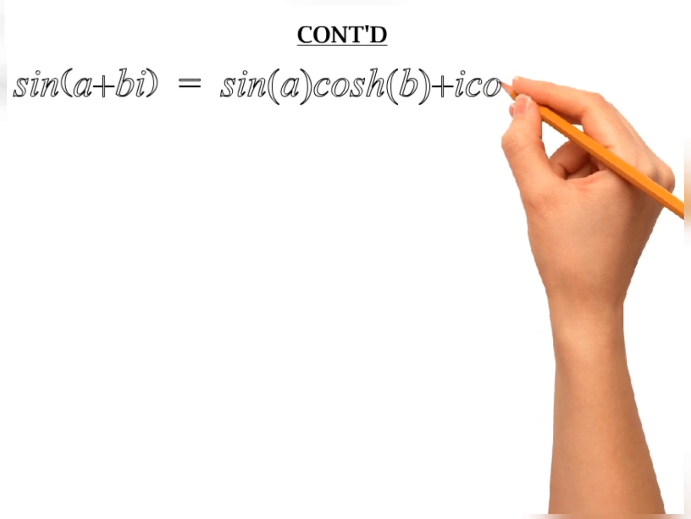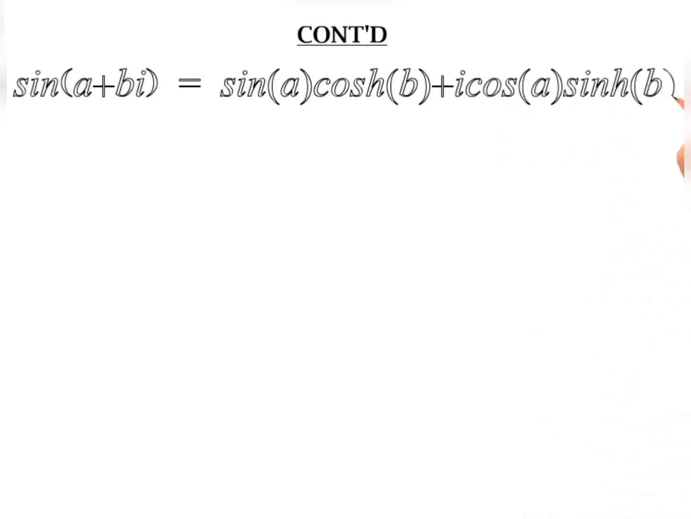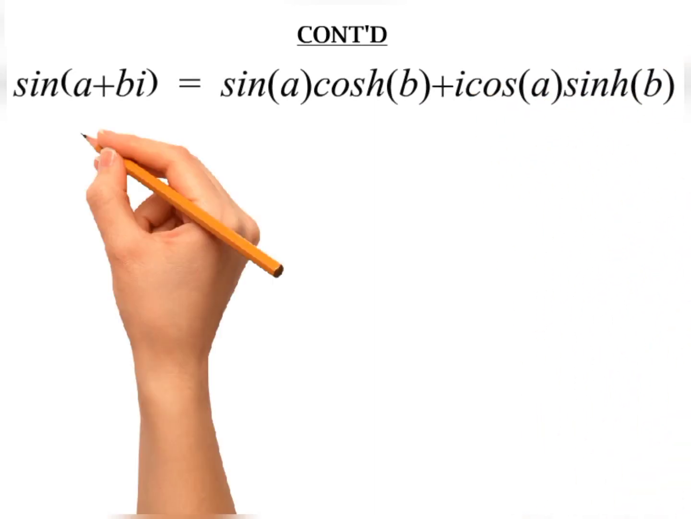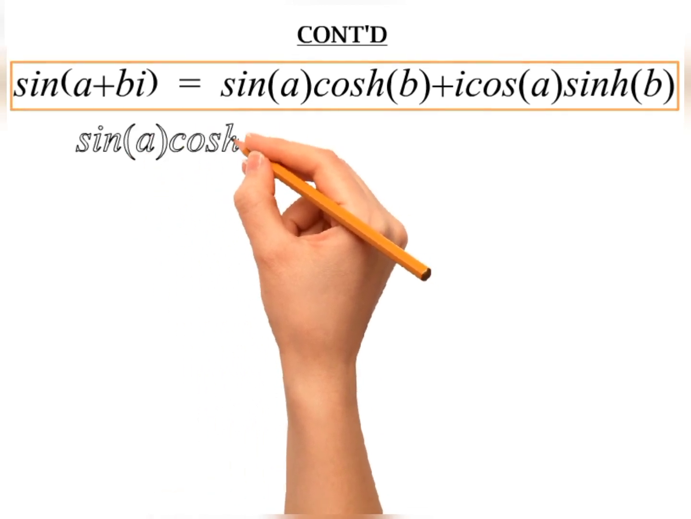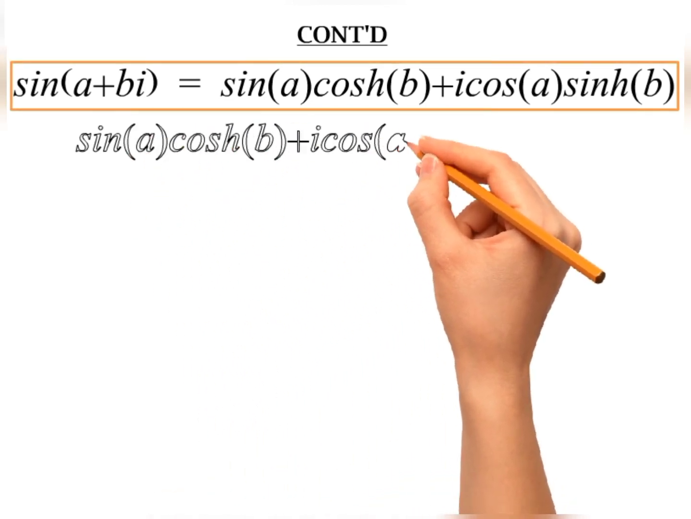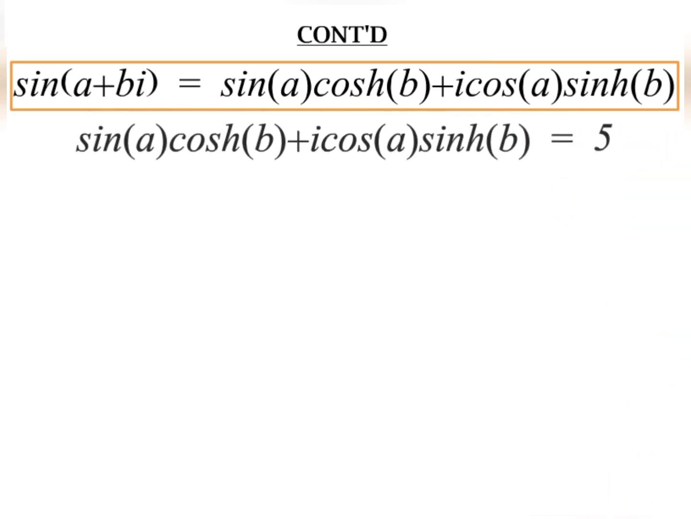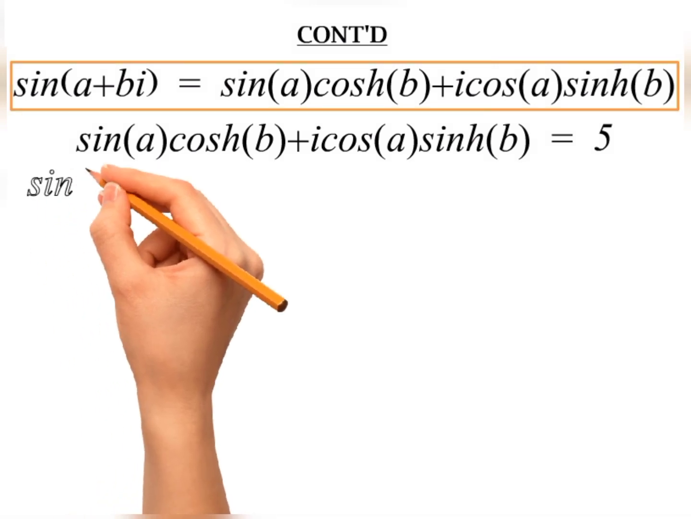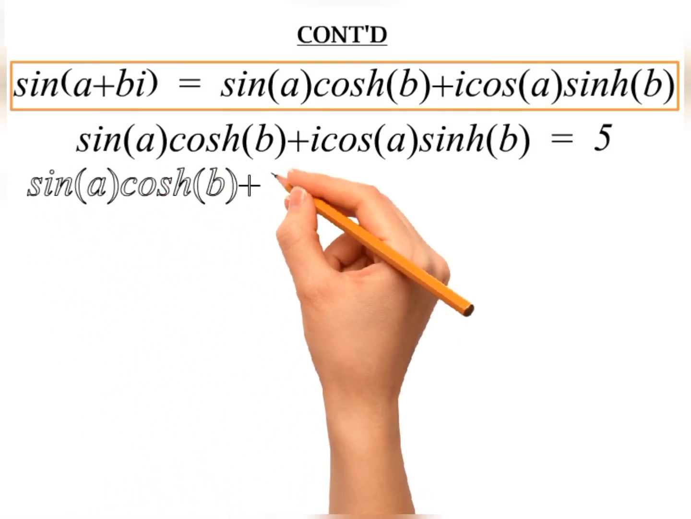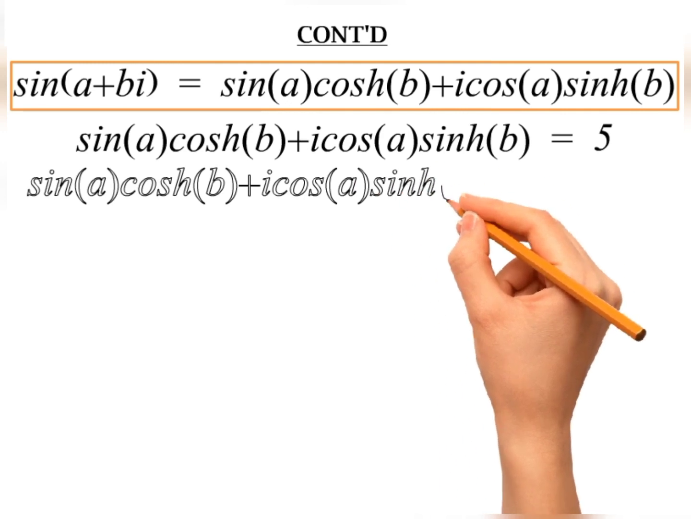Sin a plus bi equals sin a cos b plus i cos a sin b, which is equal to 5. With this expression, the problem is half solved. To balance the right-hand side with the left-hand side, add 0i to the right-hand side, and this becomes sin a cos b plus i cos a sin b equals 5 plus 0i.